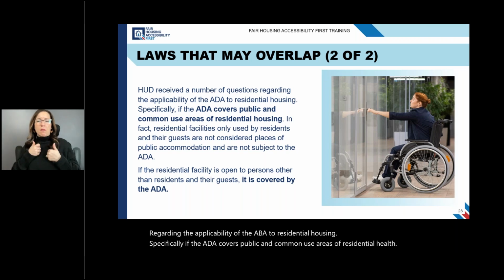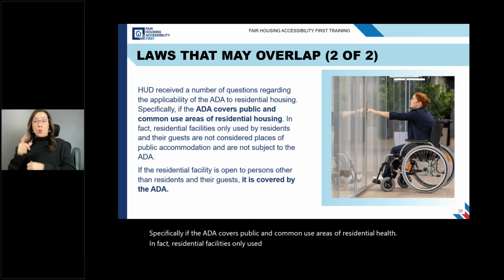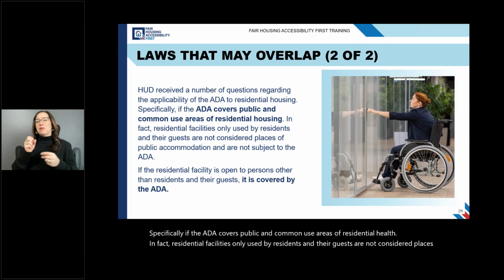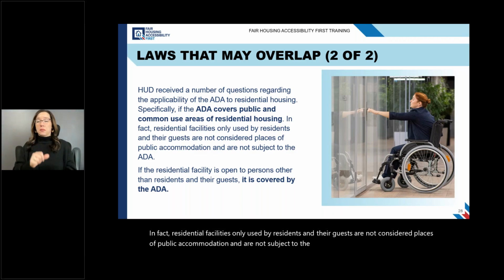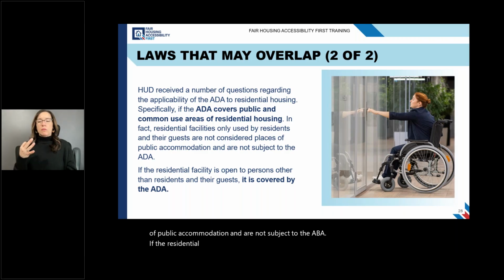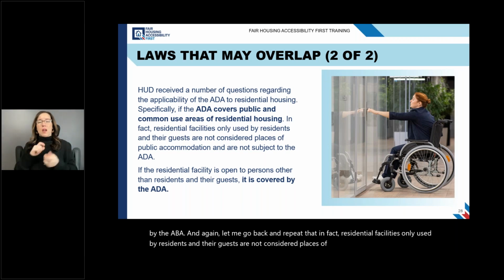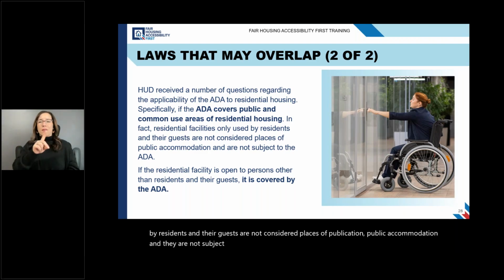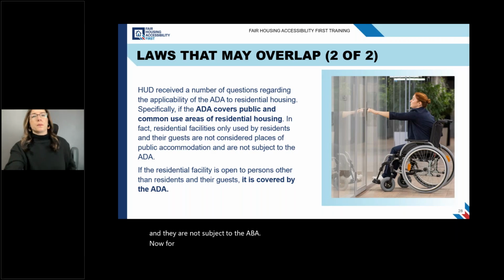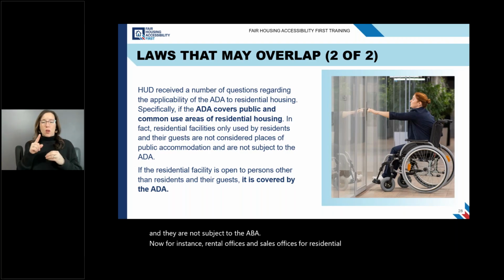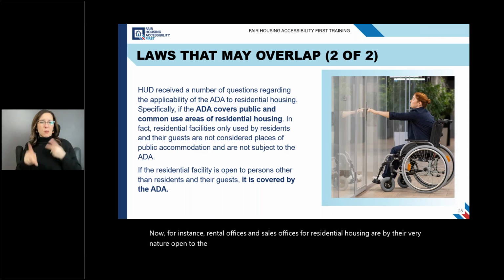In fact, residential facilities only used by residents and their guests are not considered places of public accommodation and are not subject to the ADA. If the residential facility is open to persons other than residents and their guests, it is covered by the ADA. Rental offices and sales offices for residential housing are by their very nature open to the public. So they are places of public accommodation and they must comply with the ADA requirements in addition to the FHA.